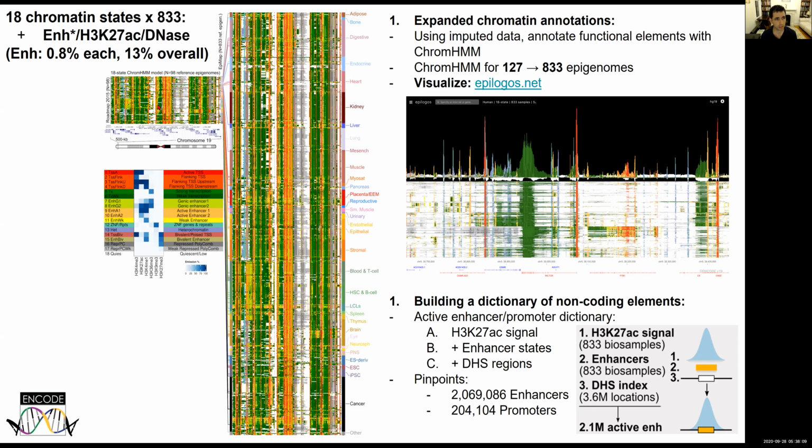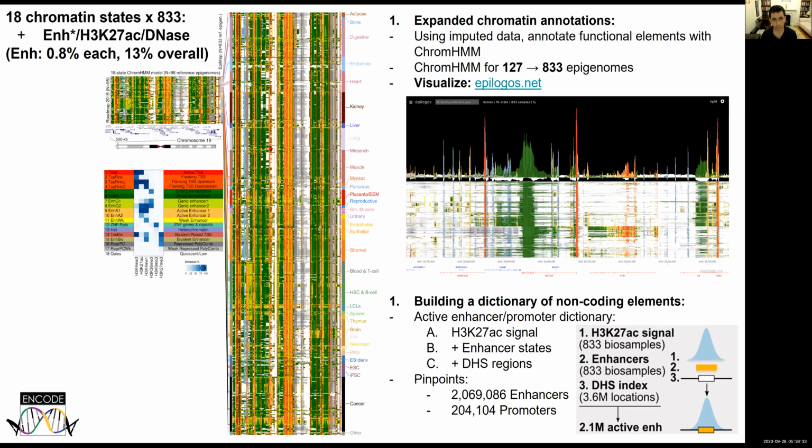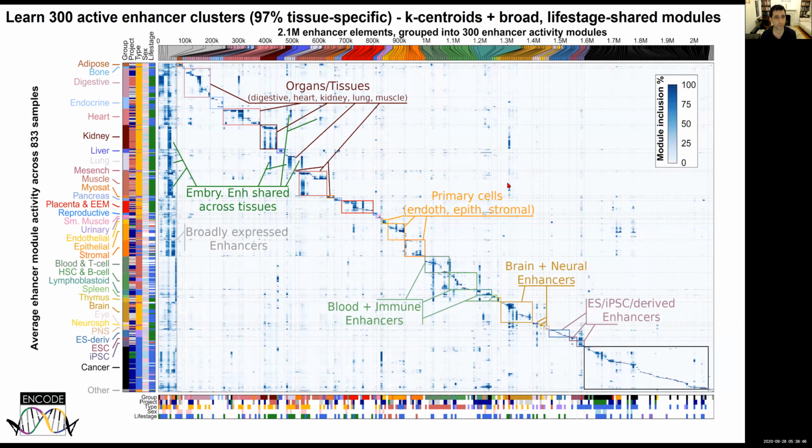Here's a comparison at scale with the 127 epigenomes of the Roadmap Epigenomics project and the 833 epigenomes of this new collection. So we've built this dictionary of non-coding elements combining these three signals, enabling us to reveal 2 million enhancers and 200,000 promoters, covering a very small fraction of the genome. We've also constructed interactive visualizations across several genome browsers, including the ChromHMM tracks and this EpiLogos visualization, which is interactive and very, very fast.